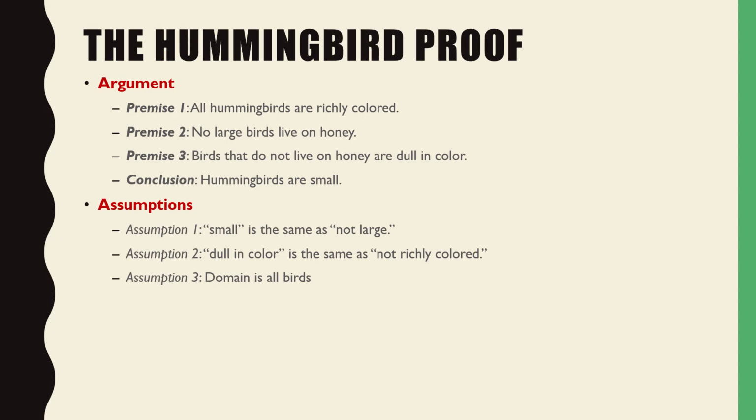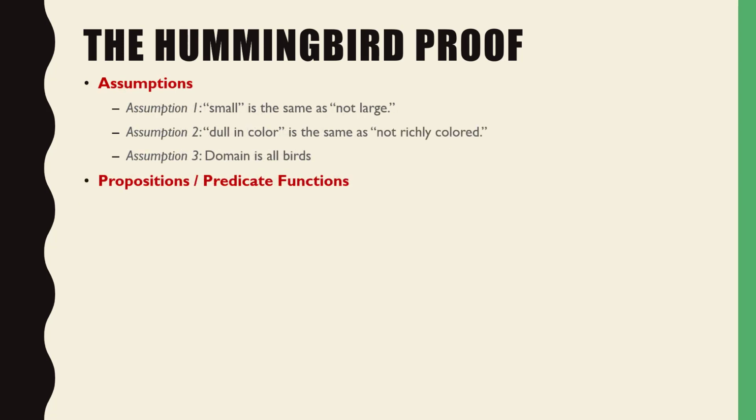Make sense? Okay, next up, we're going to go with what you said, which is look at our propositions and our predicates, all right? So let's start with this one. P of x is the statement that x is a hummingbird. That seems reasonable, right? Because our domain is all birds. All right? What's another predicate that we could have?